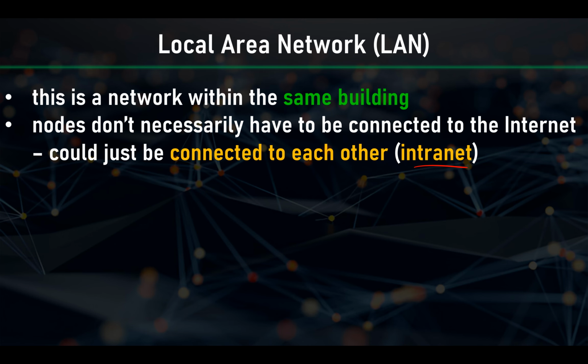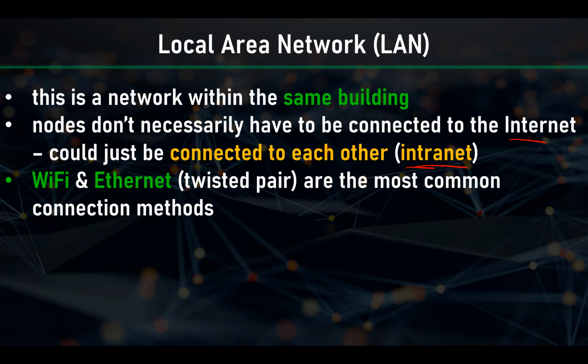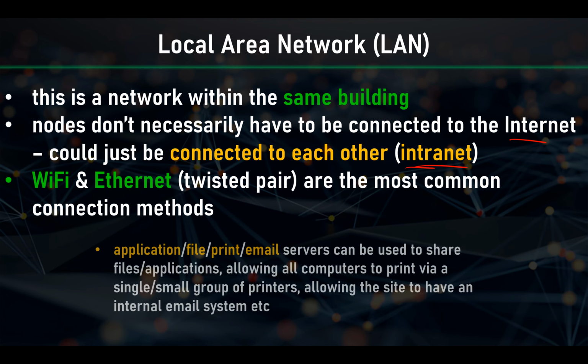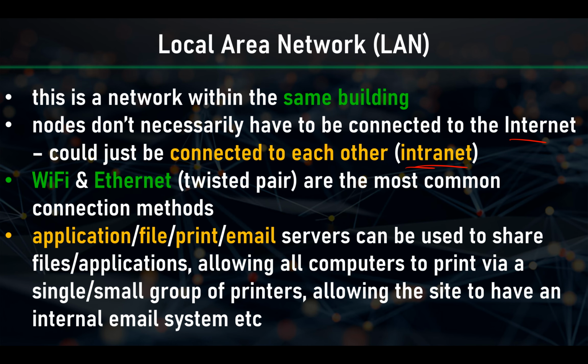If this LAN is also connected, let's say, to the global internet, then it's going to be internet. If we think, inter means between, so multiple different networks connected together. Intra means internal, so just one network. Wi-Fi and Ethernet, so twisted pair, are going to be the most common connection methods. And again, the different types of server, application server, file server, print server, email server, can be used to share those different things.